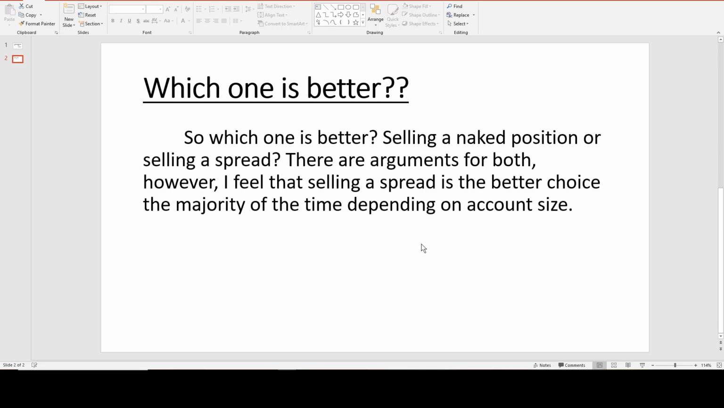So all in all, which one is better? In my opinion, and for my account size, I would definitely have to say the spread. It wins hands down almost every single time. It minimizes your risk. It gives you a defined risk. It lowers the capital required to hold that position. Hands down to me, I believe the spread is the best option every single time.